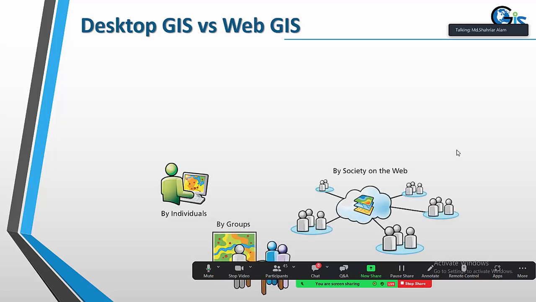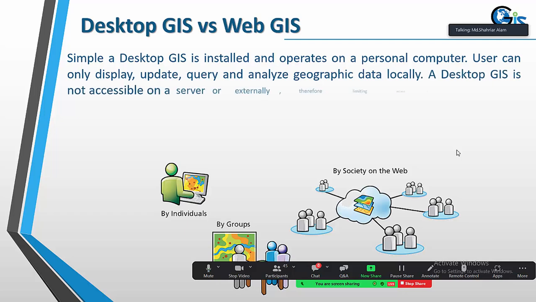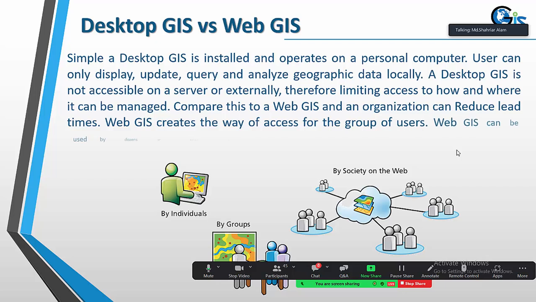Now let's see desktop GIS versus WebGIS. Simply, a desktop GIS is installed and operates on a personal computer. Users can only display, update, query and analyze geographic data locally. A desktop GIS is not accessible on a server or externally, therefore limiting how and where it can be managed. Compare this to a WebGIS, and an organization can reduce lead times. Not only time, they can reduce their cost also.